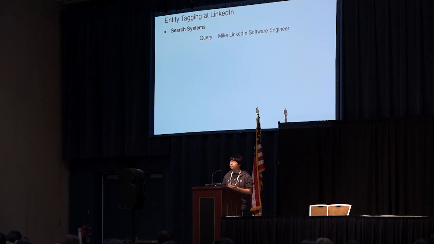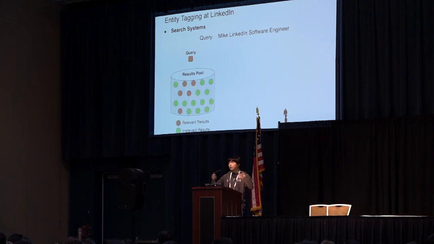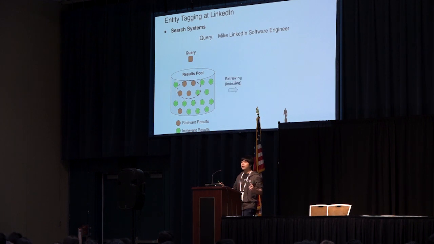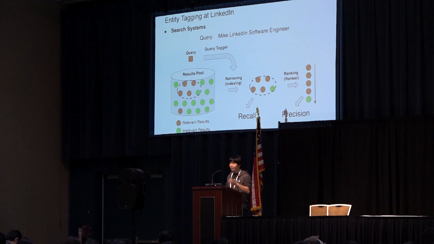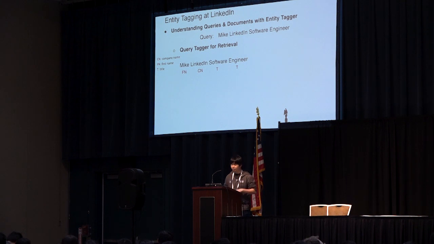In search systems, we know we have a query, right? With that query, I'm just going through a brief concept about information retrieval, just to bring everyone onto the same page. With a query, we also have a large result pool. We have relevant results marked as orange, and irrelevant results marked as green. Now, what we want to do is first retrieve a subset here. Then we are going to rank on top of this subset. So the first part is about recall. The second part is about precision. And entity tagging, here query tagging, is going to help at both stages. How is it going to help? Let me show you.